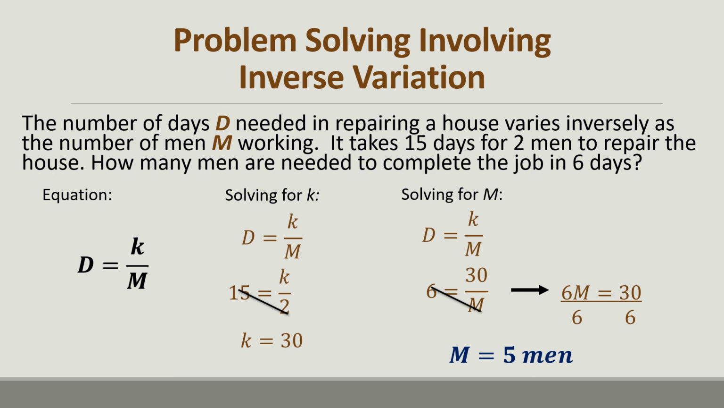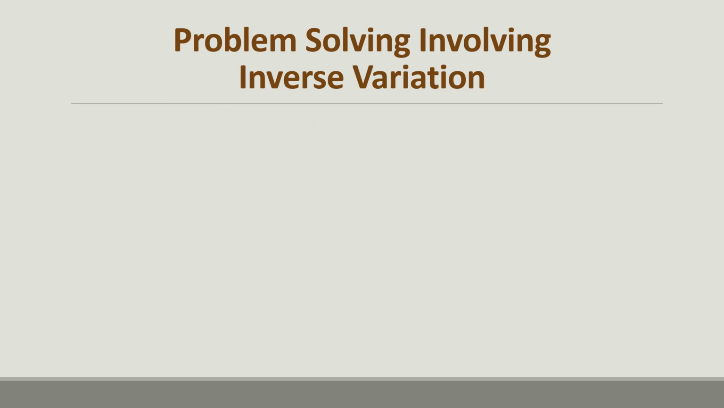So as you can see, from 2 men, now it becomes 5 men. So it's increasing. And then the number of days are decreasing. So from here we can verify that we're doing the correct solution. Okay.